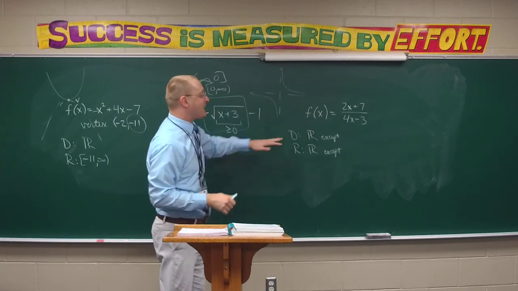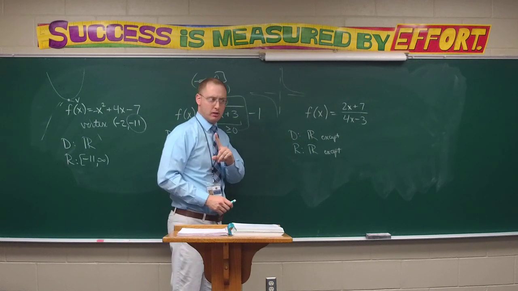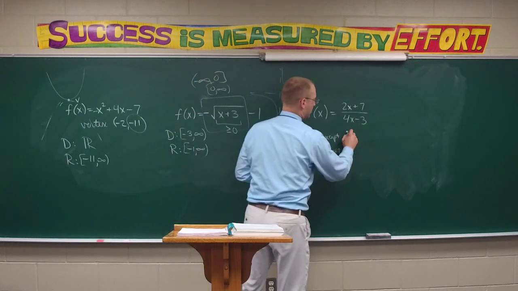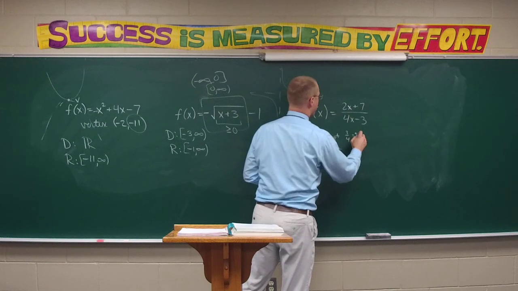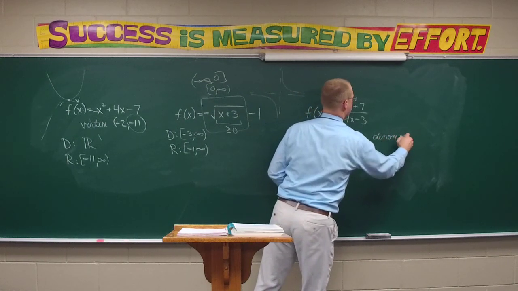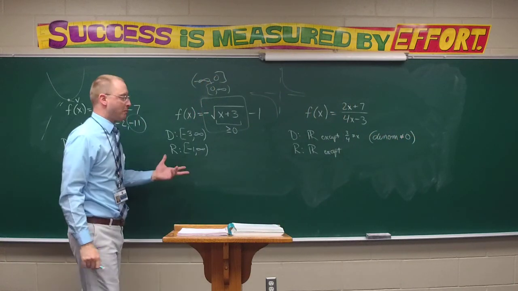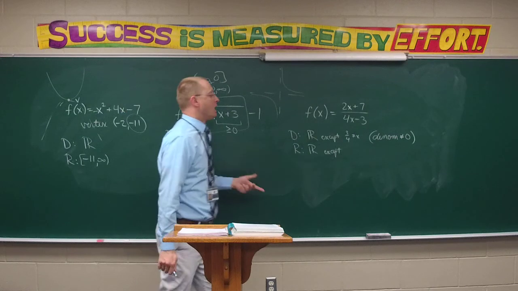So we said the domain, I can have anything for my domain, except 3/4. X cannot equal 3/4 because the denominator cannot equal 0. You may want to put that in your notes. That's the one restriction on the domain, is your denominator can't be 0.